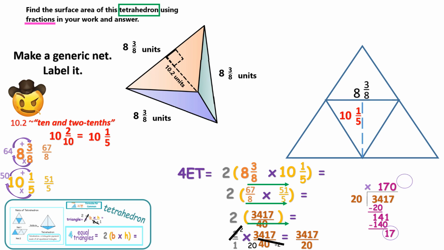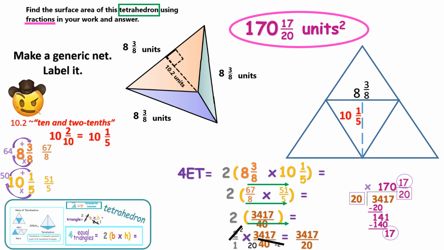Well, if 17 is my remainder, then I need to remember that my remainder is always my numerator and my divisor is always my denominator. So what we found when we did all four of those triangles with our fractions is that the overall surface area for this tetrahedron is 170 and 17/20 square units.